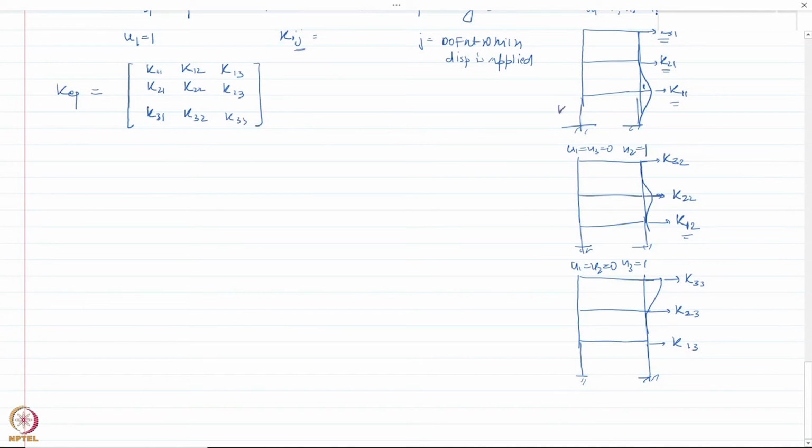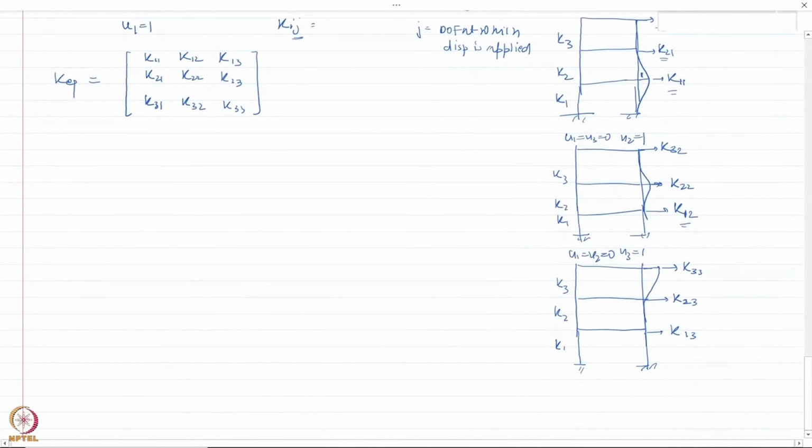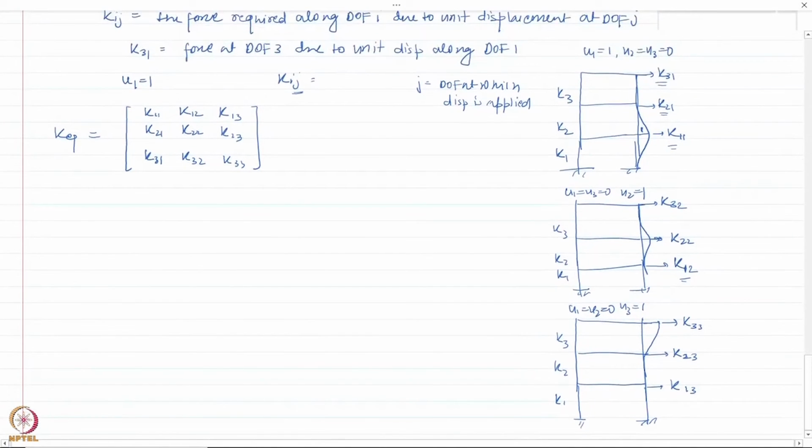Now, if the story stiffnesses K1, K2, K3 are given to you, and remember, for all these cases we are assuming the same story stiffness, again we can consider the equilibrium of each and every floor to find out what is K33, K23, K13, or Kij in terms of K1, K2, K3. Okay, so I'll give you an example. Let us take the example of this first case, and let us cut this at the level and find out what is the value.